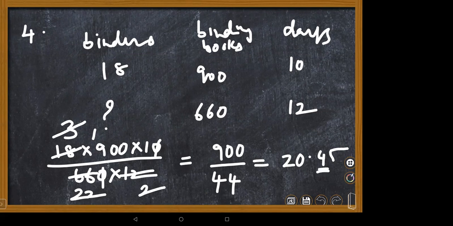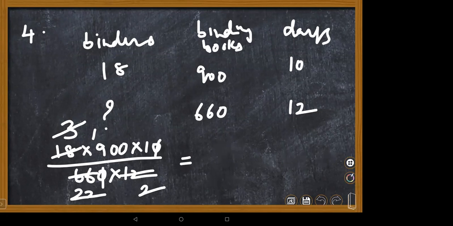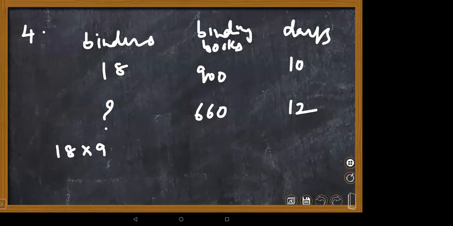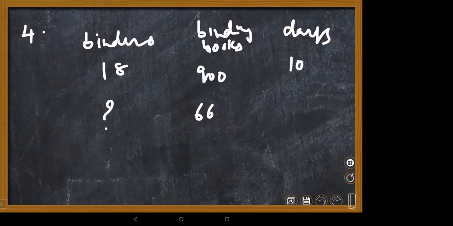No, but you will get the exact value somewhere. Ma'am, can you tell me how this is inverse now? See, my dear, binding books. Binders are here, books are decreased and days are increasing. Obviously, if books are decreased and days are increasing, what happens? Will binders also increase or decrease, children?